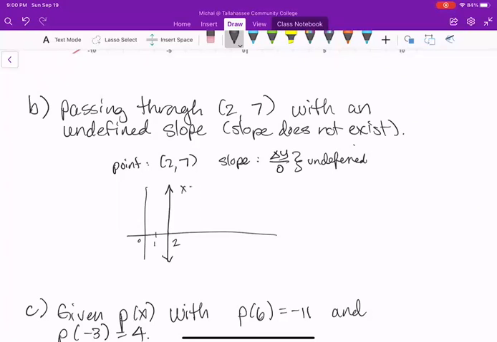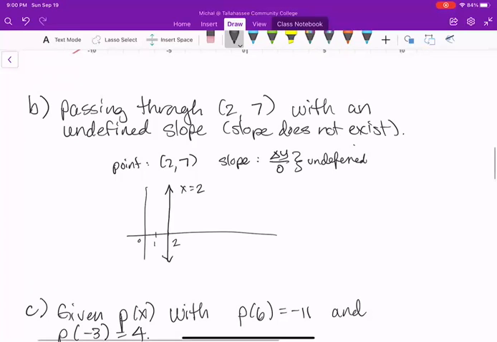So this is just the line x equals 2. I know it's a vertical line because it has no horizontal change, and I'm only going up and down. You have to remember that even though it's a vertical line, it's a line with the x in it, because it's passing through the point x equals 2. So the equation of the line is x equals 2.